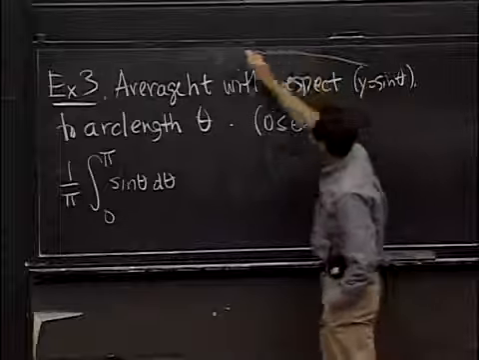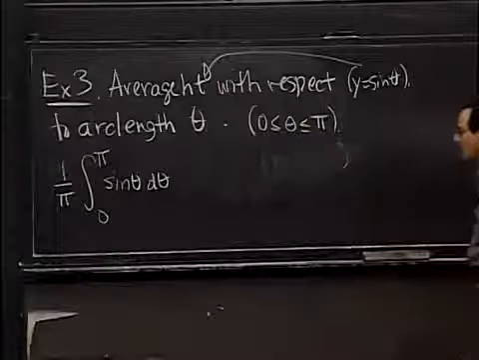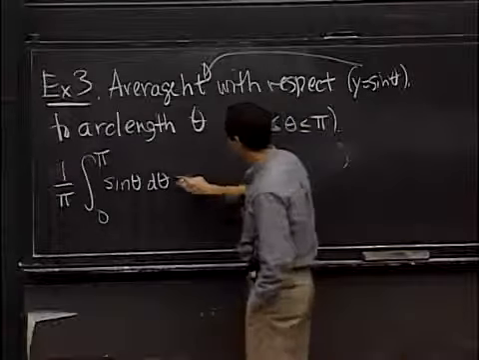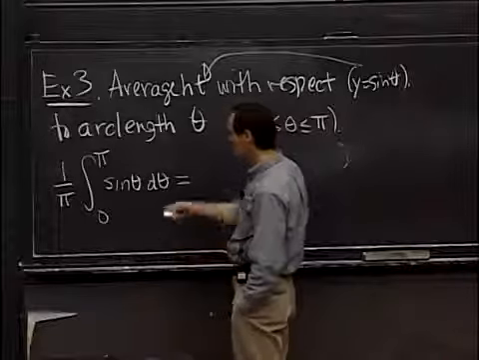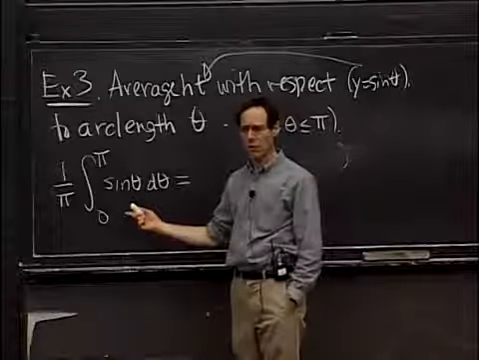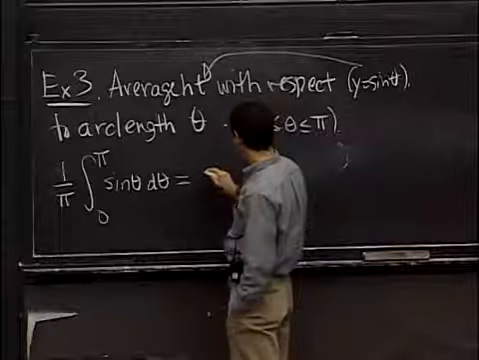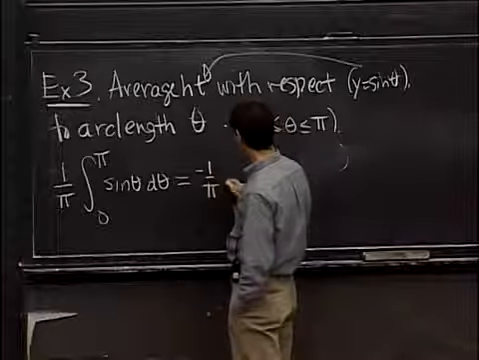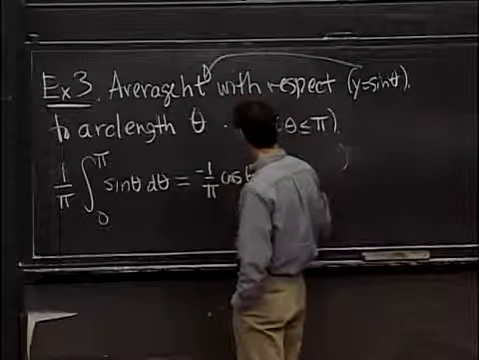So that's the formula for the height. All right, so let's work it out. This one, we have the advantage of being able to work out because we know the antiderivative of sine theta. It happens, with this factor of pi, to be negative cosine theta.